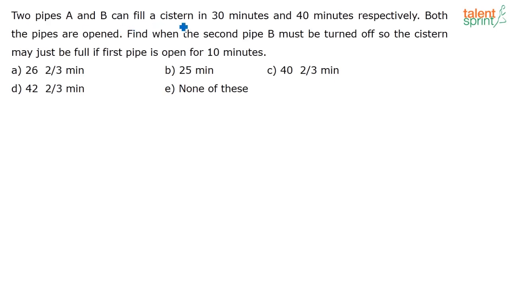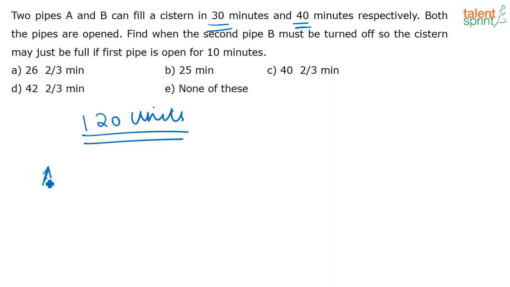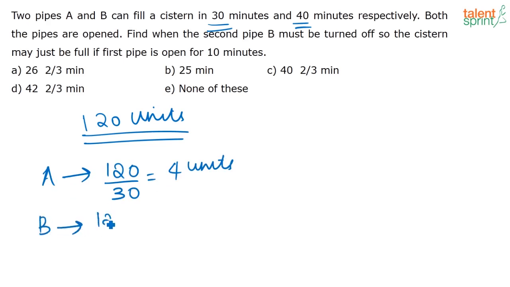See, there are 2 pipes which can fill a cistern in 30 minutes and 40 minutes respectively. So what is the LCM of 30 and 40? LCM of 30 and 40 is 120, right? So I am assuming that 120 units is the total work that needs to be done. Okay, so pipe A in 1 minute, how much work will it do? It will do 120 by 30, or 4 units of work in 1 minute, correct? Pipe B, in 1 minute, how much work will it do? 120 by 40, or 3 units of work in a minute.